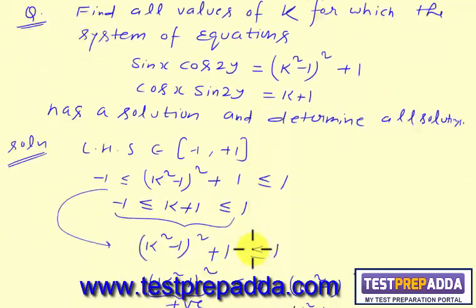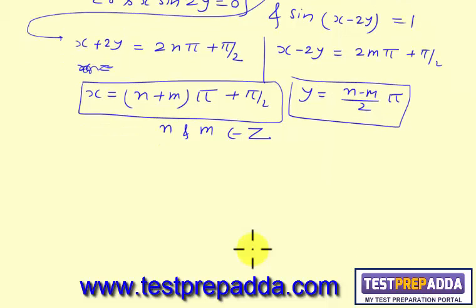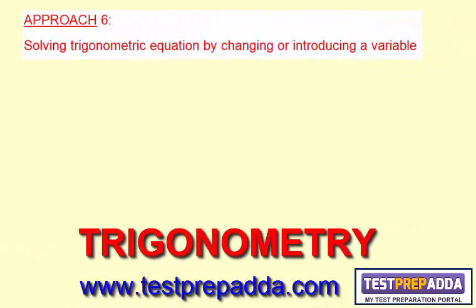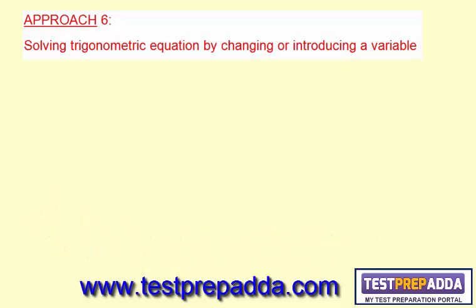Now I'm going to discuss another approach for solving trigonometric equations. Now I'll talk about approach 6, where the trigonometric equation can be solved by changing the variable or by introducing a variable. Now to understand this, I'll take a question here.